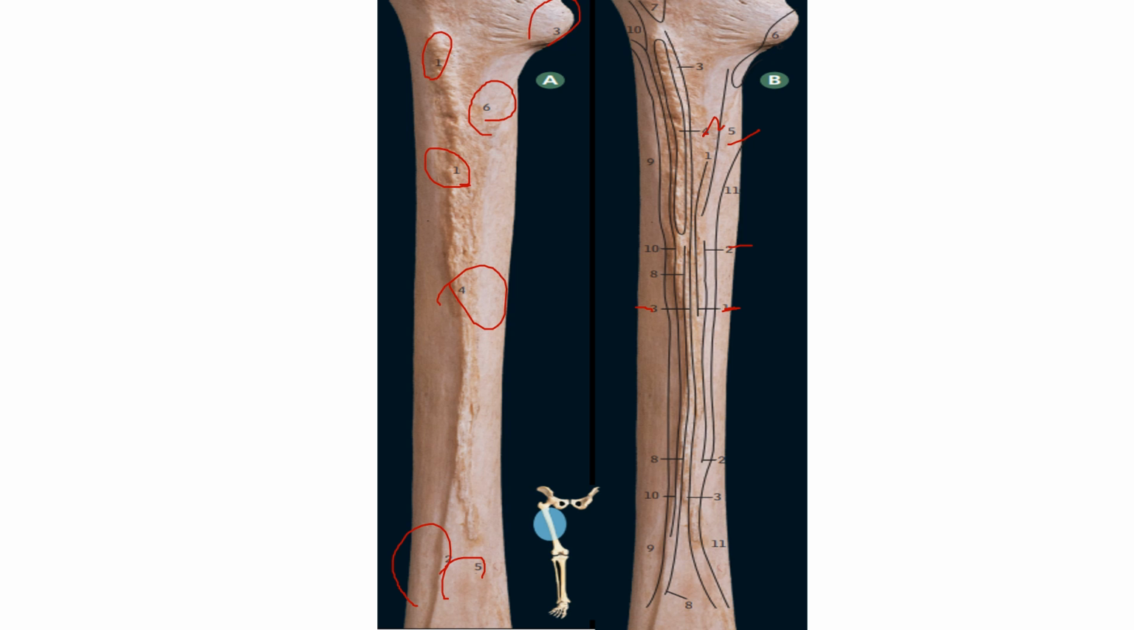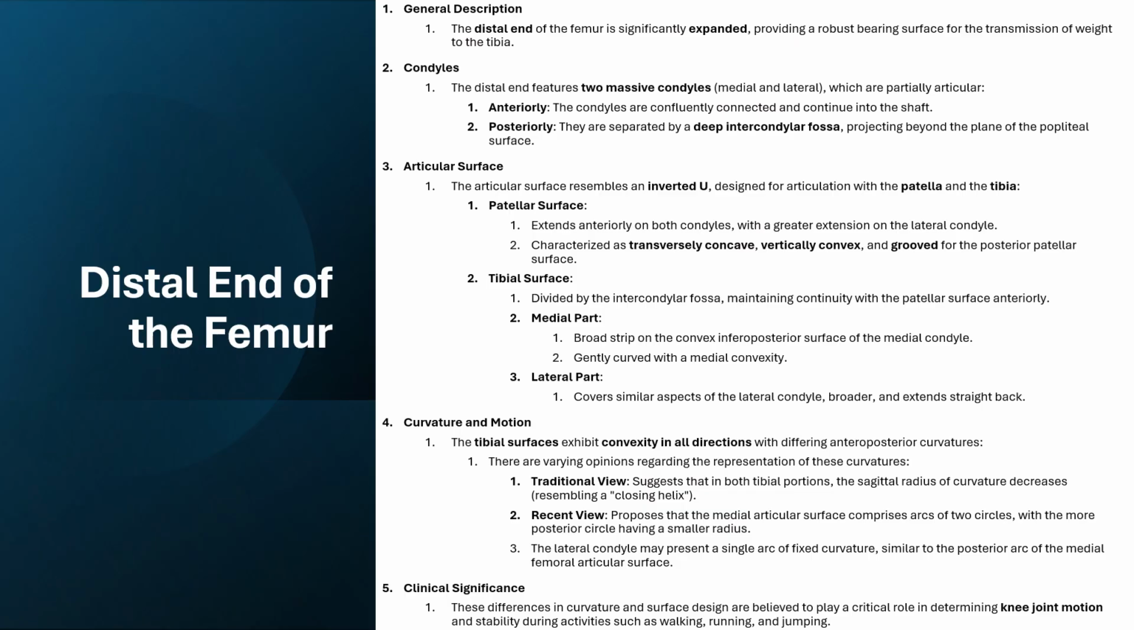Where is structure 6? Here is 6. At 6, the psoas major and iliacus are going to attach. At the 7th, quadratus femoris is going to attach. At 8th, short head of biceps femoris. At 9, vastus intermedius. 10th, vastus lateralis, and at the 11th, vastus medialis is going to attach.